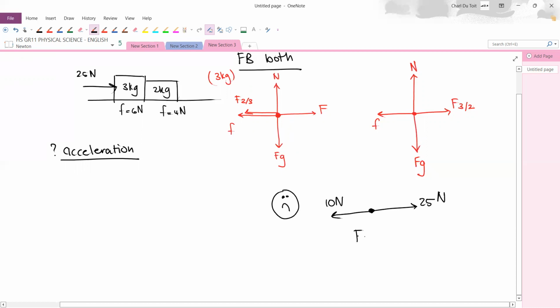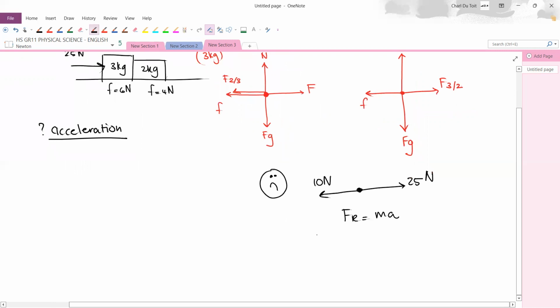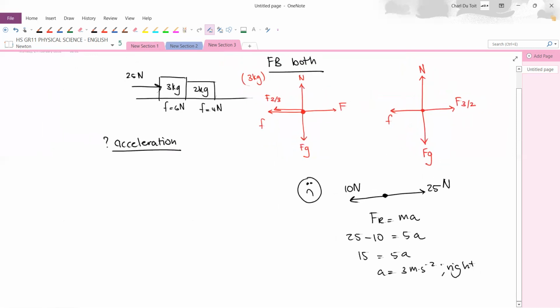And then we would say FR is MA. So the resultant force is 25 minus 10, and that is a total mass of 5a. That was really easy. So 15 equals 5a. a is 3 meters per second squared to the right. Now you get 0 marks for this. You're not allowed to do this anymore. That worked for various systems. I'll show you another example now.